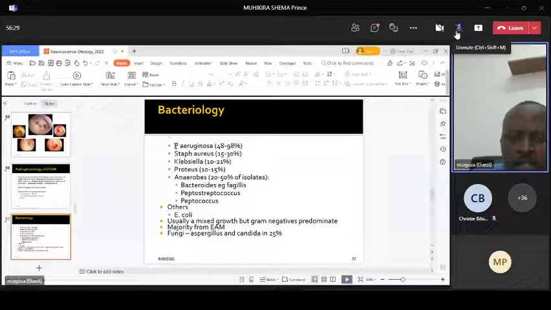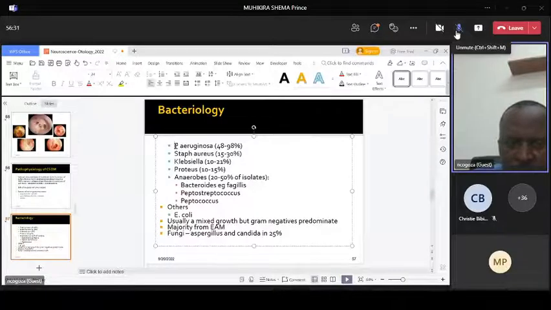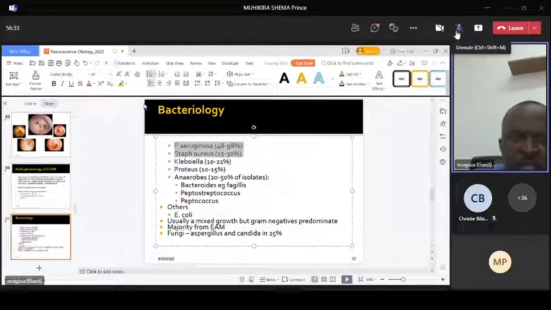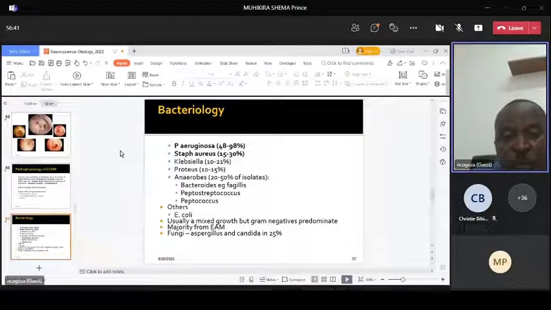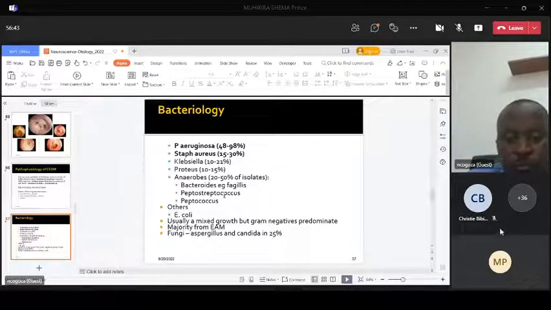Those are the pathogens. Mostly it is like the pathogens in otitis externa: Pseudomonas aeruginosa and Staphylococcus aureus. Those are the main pathogens.